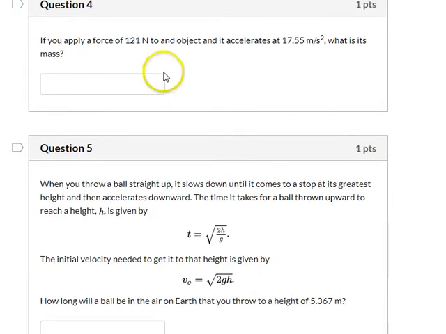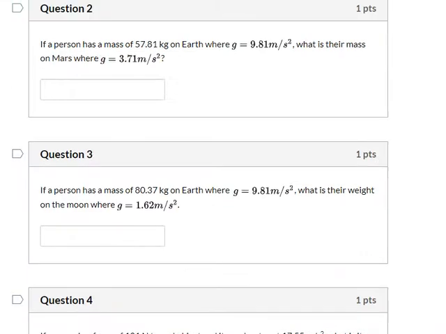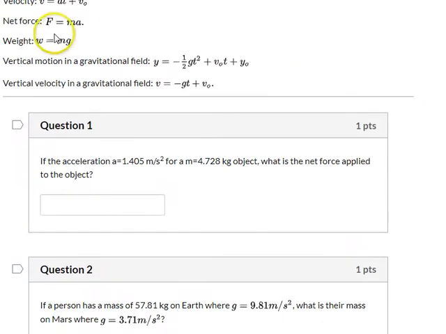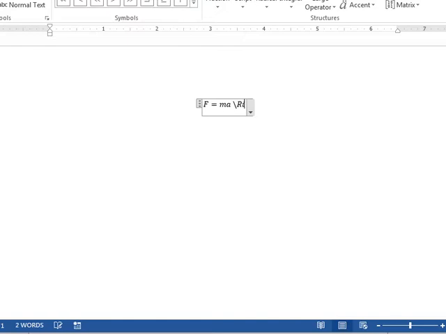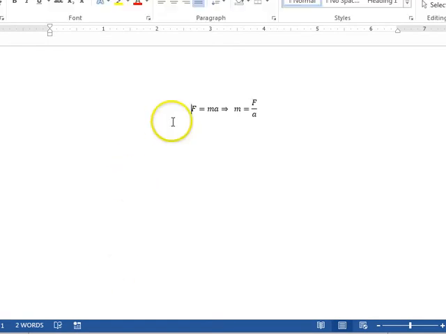4. If you apply a force of 121 newtons to an object and it accelerates at this rate, 17.55 meters per second squared, what is its mass? Well, again, this is Newton's second law. F equals ma, but we know the force and we know the acceleration, we just have to solve for mass, right? If you solve this for mass, mass equals force over acceleration, right? So F equals ma becomes mass equals force divided by acceleration.